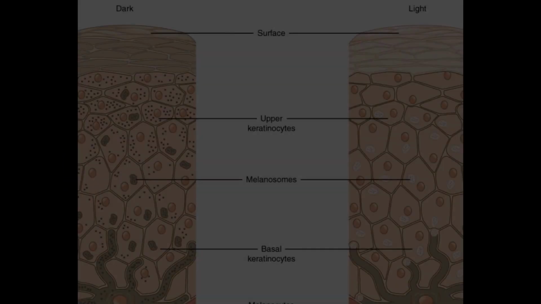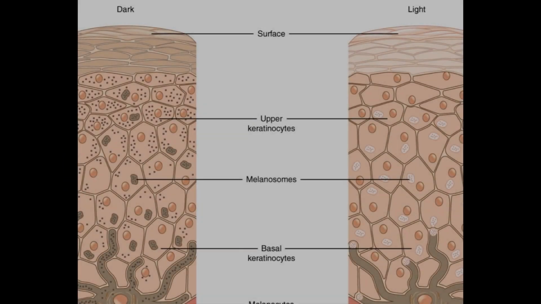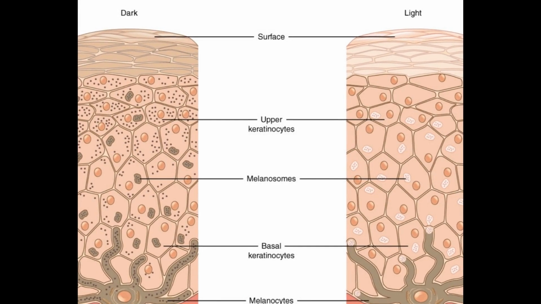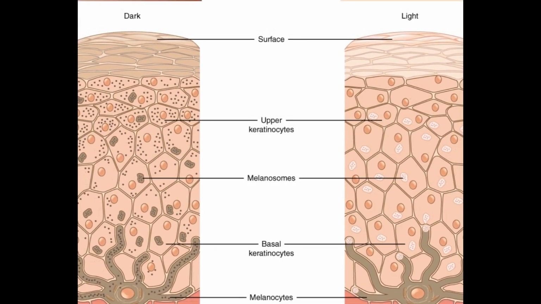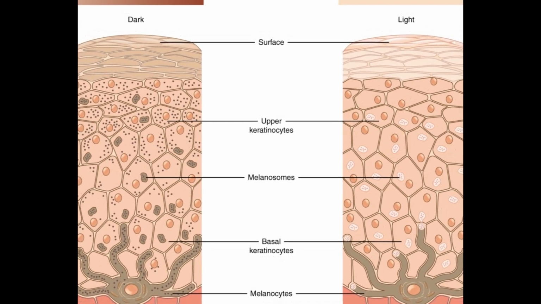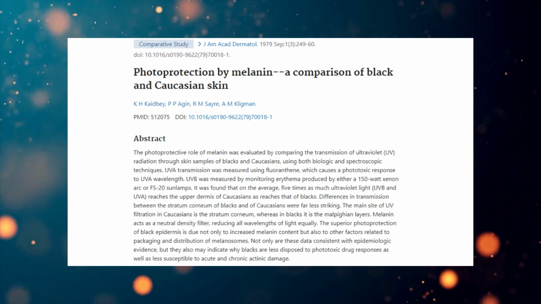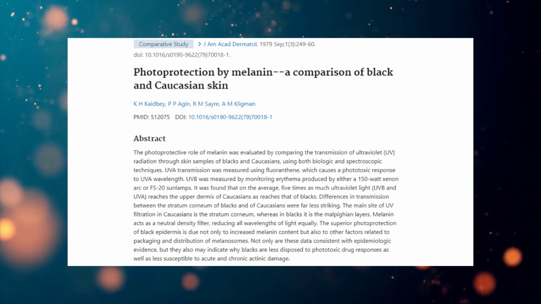Melanosomes arriving in keratinocytes are positioned superficially to cell nuclei, which serves to protect from incoming ultraviolet radiation. End quote. To add to the statement, I will mention information about a study called Photoprotection by Melanin, a comparison of Black and Caucasian skin.